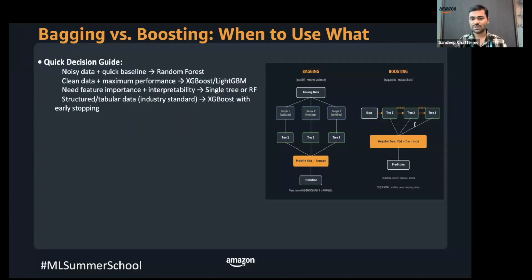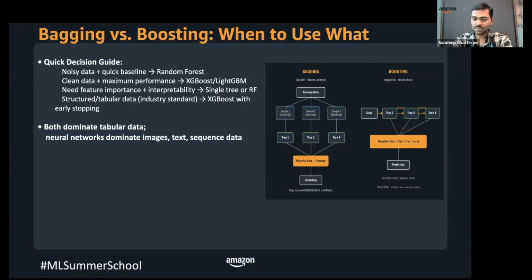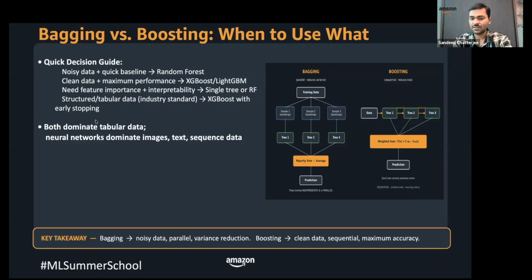So if you have something outside of tabular data, something like multimodality or complex data types, trees are not the answer for everything. If your data is unstructured like text, or structured but complex like images or audio, then you have to put the trees away and shift entirely to deep learning or neural networks, where we see the maximum accuracy. So the key takeaway is: bagging is for noisy data, parallelism, and variance reduction. Boosting is for clean data, sequential learning, and maximum accuracy.